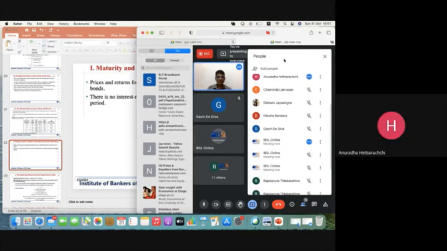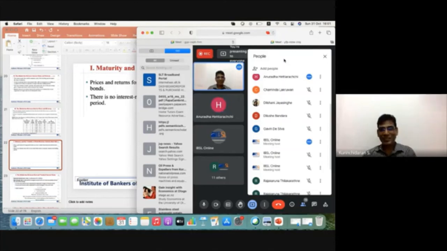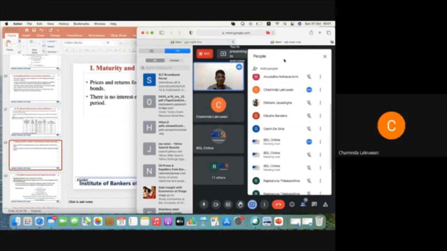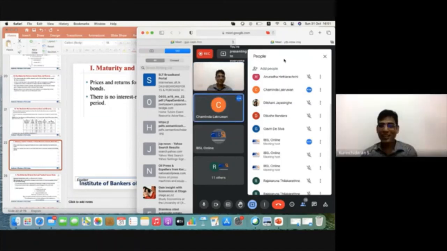It's credit risk. Very good. That's a major risk, credit risk. Chaminda, second one. Market risk. Yes, market risk. Dilshani. Credit risk, market risk. One more.